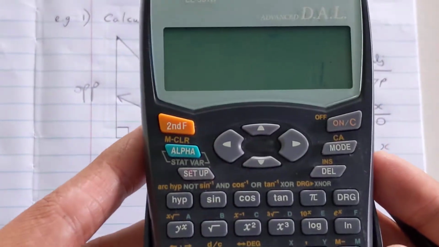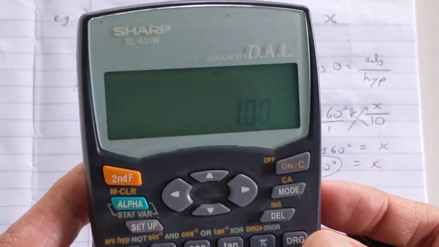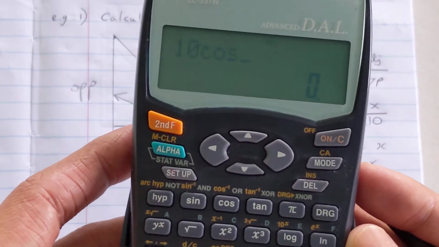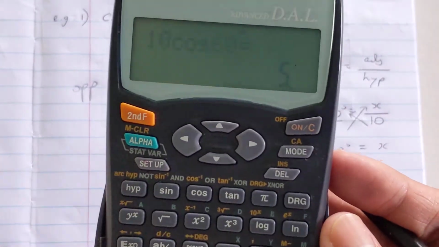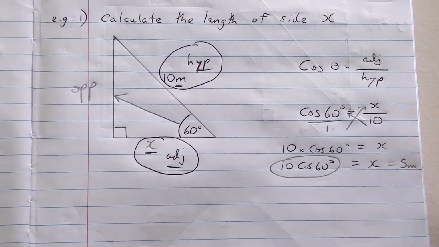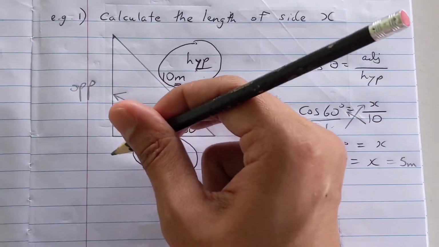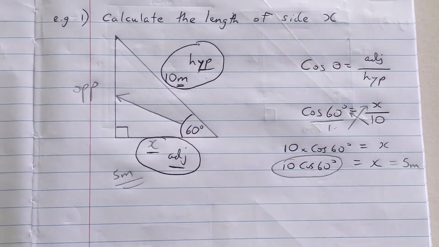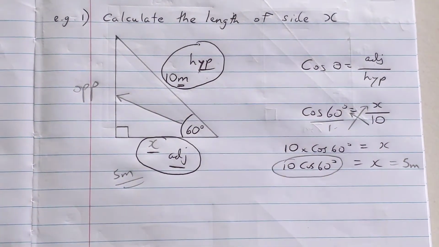So I'm just going to put in 10. I press my cos button. I press 60. And I get my answer. My answer is 5. So the answer for this length is 5 meters. Which makes some sense because it has to be less than 10, 10 being the hypotenuse. And that's it. I find my answer.